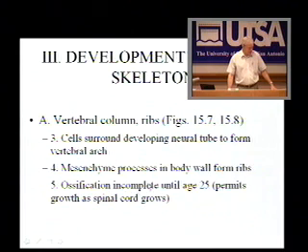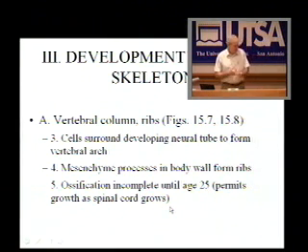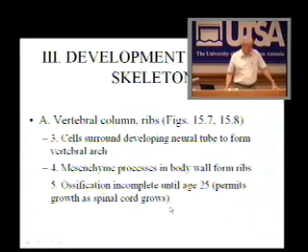Ossification will begin. It's incomplete in the vertebral column until about age 25, and this permits the growth of the vertebral column as the spinal cord grows, but of course the spinal cord will stop growing before the vertebral column stops growing, so that ultimately the spinal cord does not fill the entire length of the vertebral column.